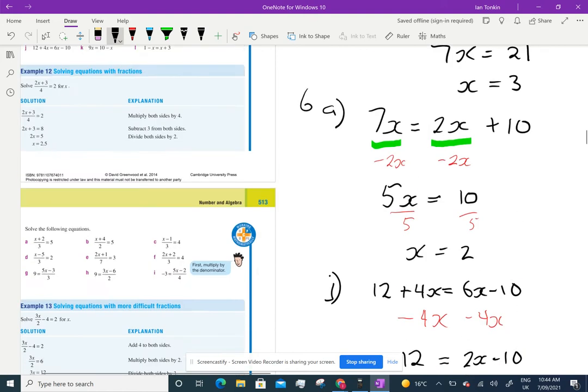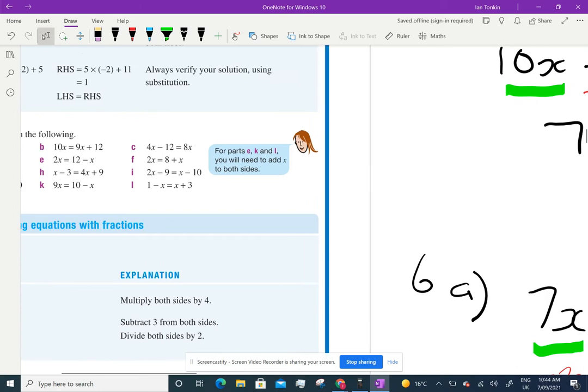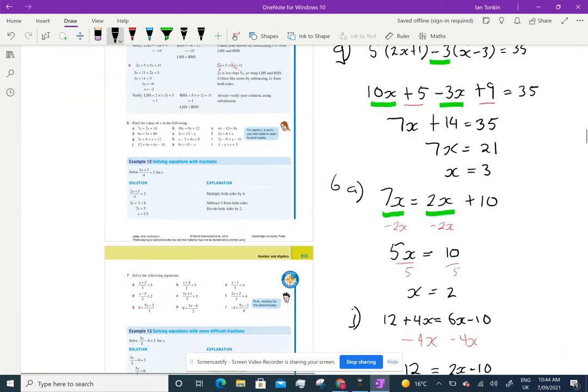Now, I want to see if there was one with a minus x. Yes. So, I'm going to do K and L. So I'll create some space.